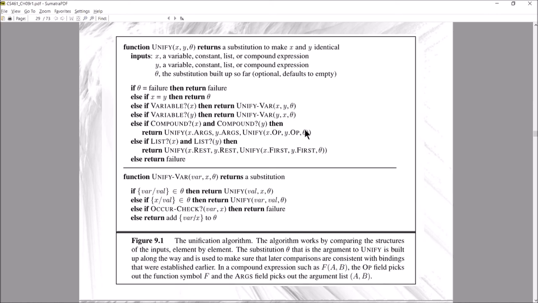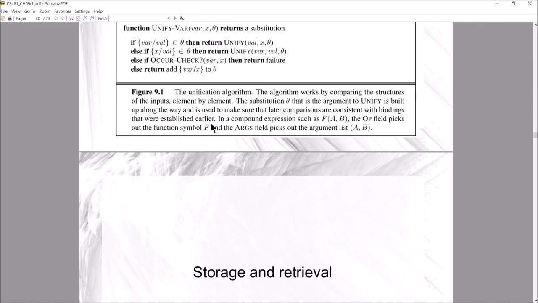Okay, so again, you don't have to know this. You don't have to memorize this. Just generally be aware of what's going on at a high level so you can answer a true, false, or multiple choice question about it. And again, Prolog did this for you. You don't have to worry about it. All right, so that's section 9.2. I rambled on long enough.